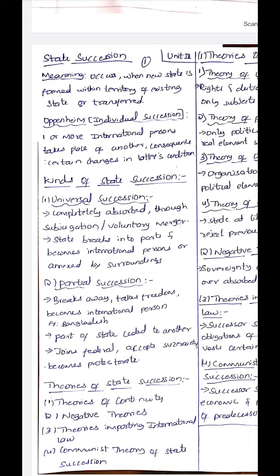Oppenheim. So according to Oppenheim, he gave a definition of individual succession. Individual succession happens when one or more international persons take the place of another international person as a consequence of certain changes in the condition of that international person. If an international person undergoes certain changes in his condition, then the other international person will take over his place. This is called individual succession.